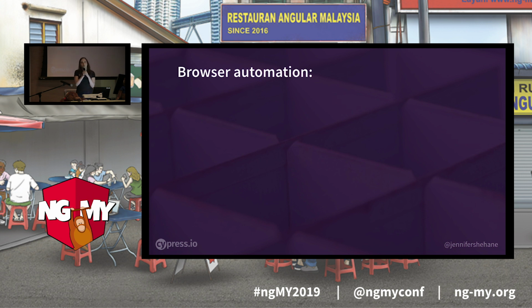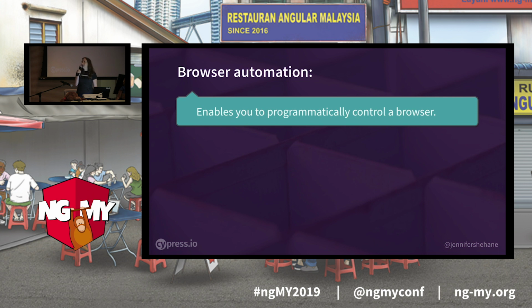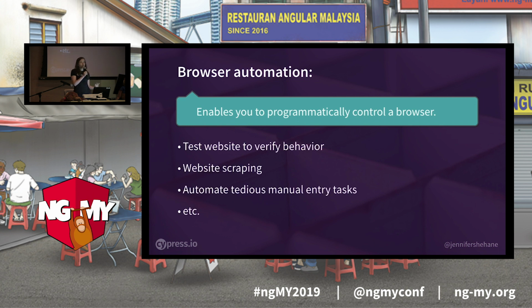Before we dive in, let's just quickly define what browser automation is and why you would want to automate a browser. Browser automation enables you to programmatically control a browser. So you can use this to do things like test the behavior of your web application. Maybe you want to scrape content of live websites. You might want to automate manual entry tasks or automate taking screenshots of websites. But for the purpose of this talk, we're mostly going to be talking about testing website behavior to make sure it works how you've coded it to work.